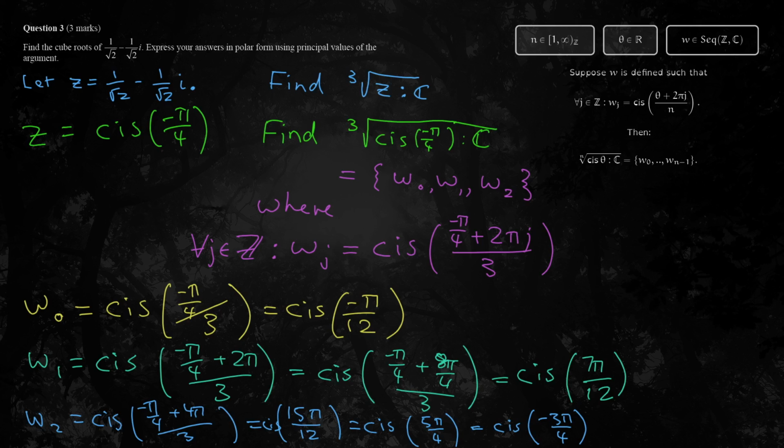And so we conclude that the cube roots, in polar form, are cis of negative pi over 12, comma, cis of 7 pi over 12, comma, cis of negative 3 pi over 4.